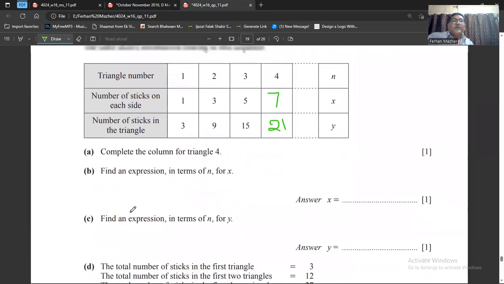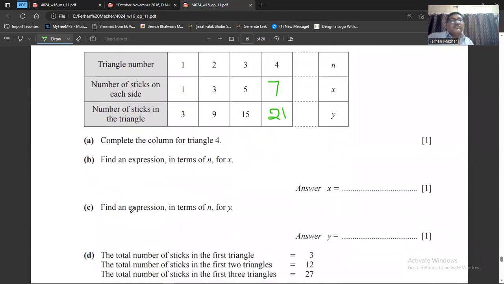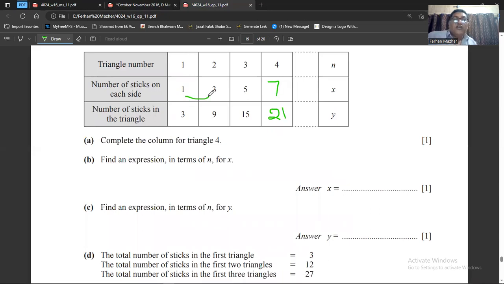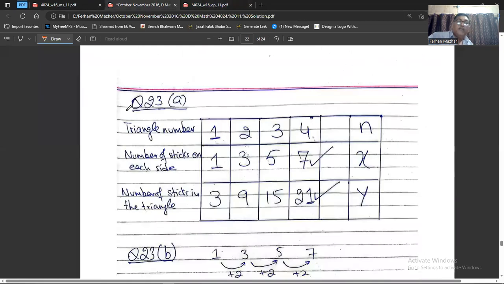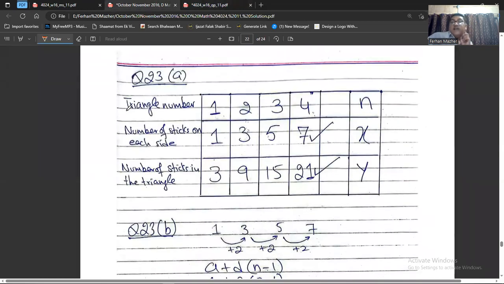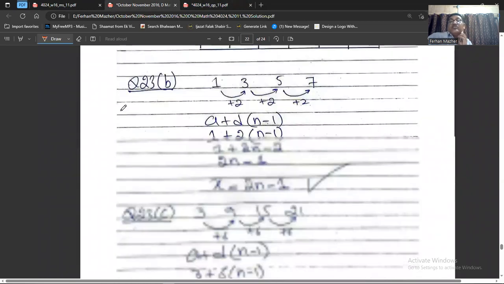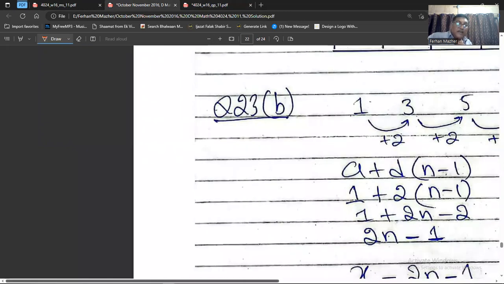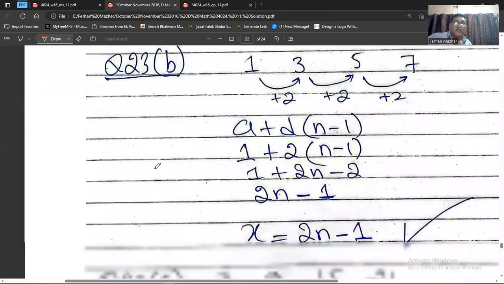Complete the column. Okay. So then the question is find an expression in terms of n for the x. Here we have an increment of 2. Here we have an increment of 2. Here we have an increment of 2. So that means it's an arithmetic sequence and I can find its nth term very easily. See, I made this table. So this is question number 23, B part. So I can tell you the nth term for the x.